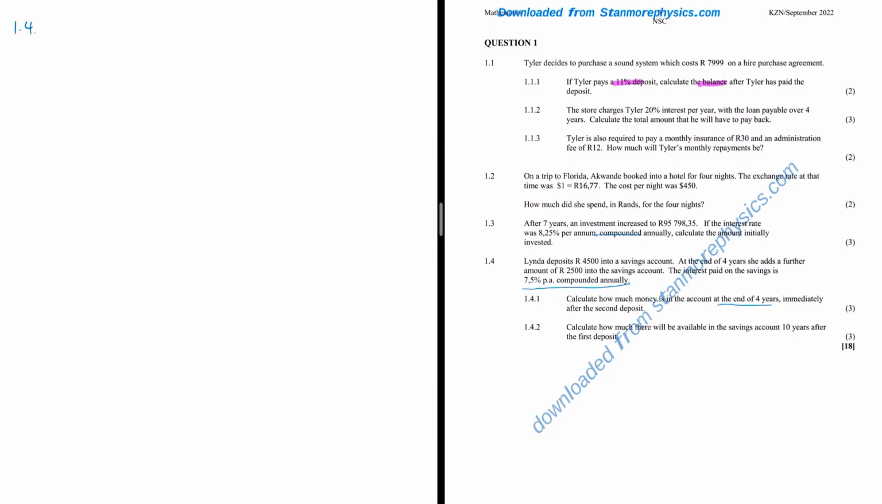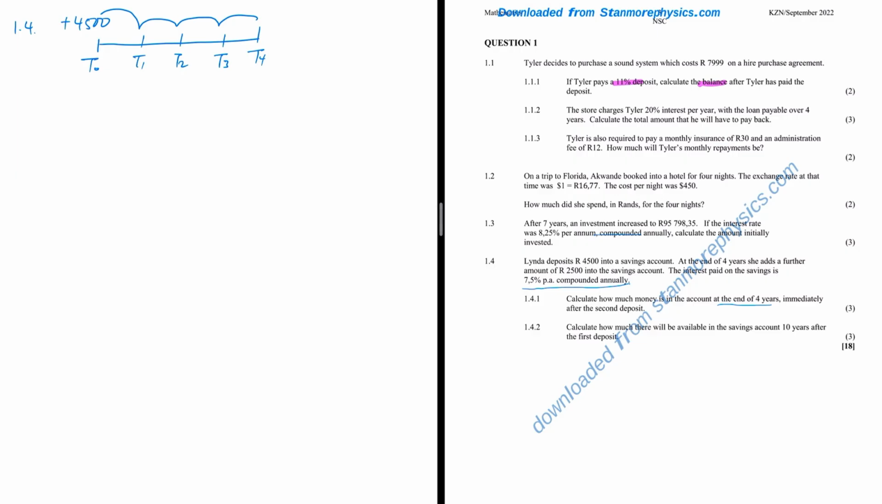So here it'll be easy just to picture it in the form of a number line. This is T0, so initial, that's right now. Linda deposits 4,500 Rand. Then T1, that's 1 year. T2, that's 2 years. T3, that's 3 years. T4, that's 4 years. So that 4,500 Rand is going to grow for 4 years. And then Linda is going to add in 2,500 Rand.